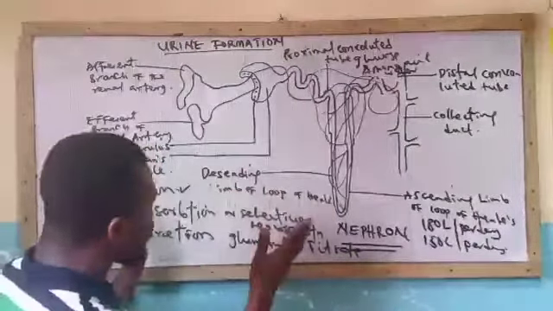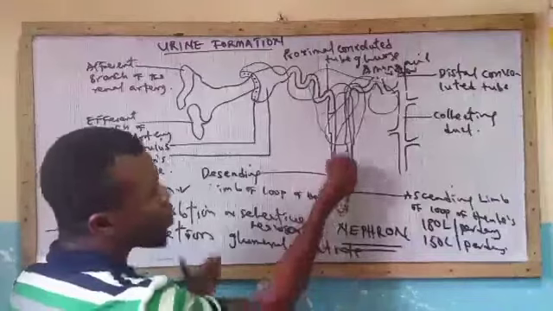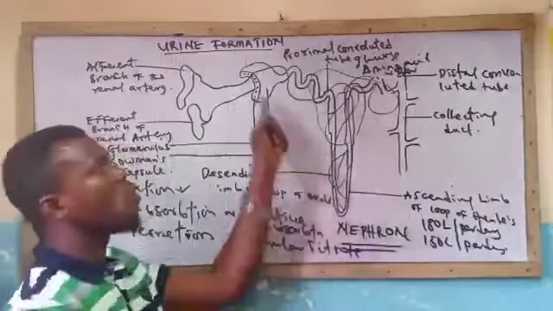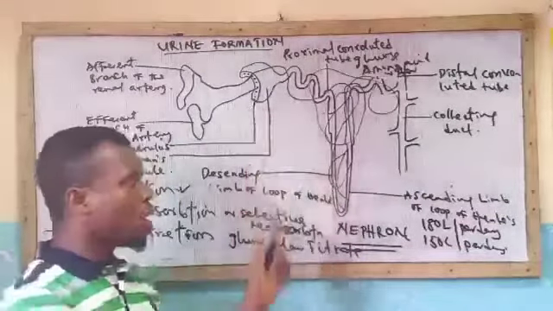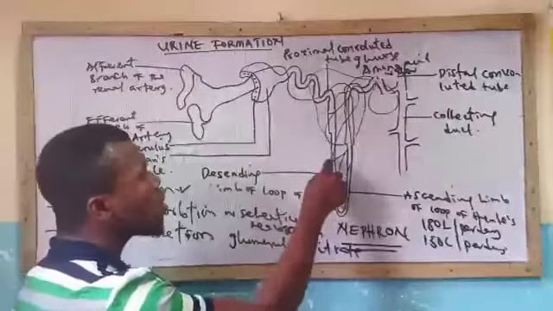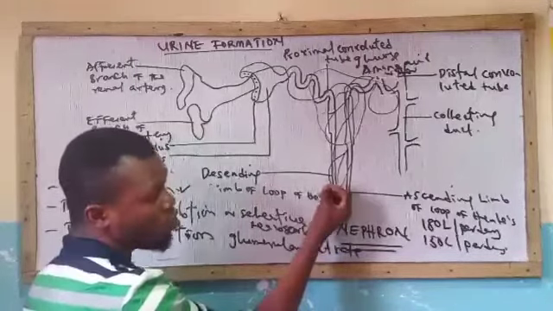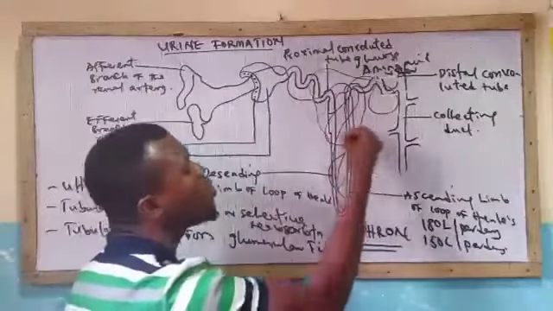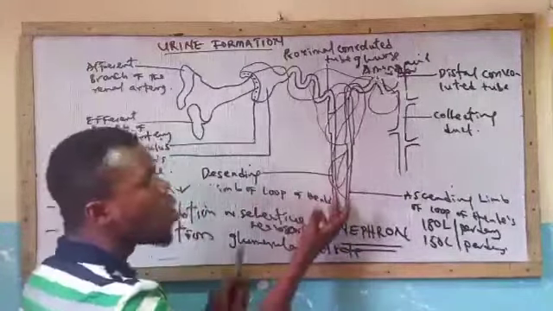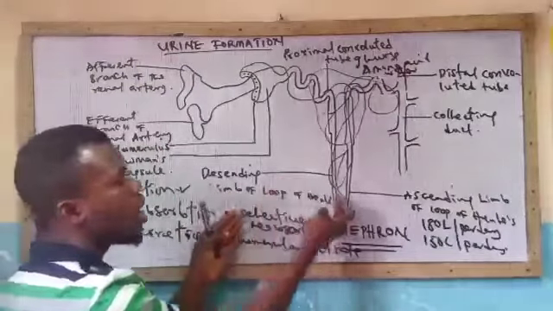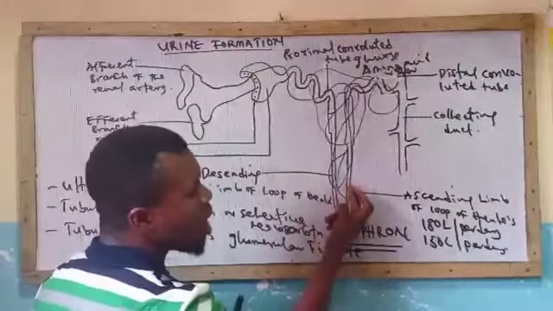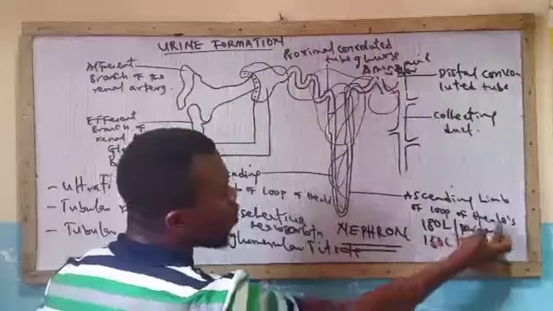Now, how does this occur? At the descending loop, water is reabsorbed back to the blood. It is thin in nature. As the water keeps being reabsorbed, there will be higher concentration because the urine was concentrated before. The concentration now tends to increase more than normal because there is more reabsorption of water at this point, until we get to this point, which is known as the ascending limb of the loop of Henle.